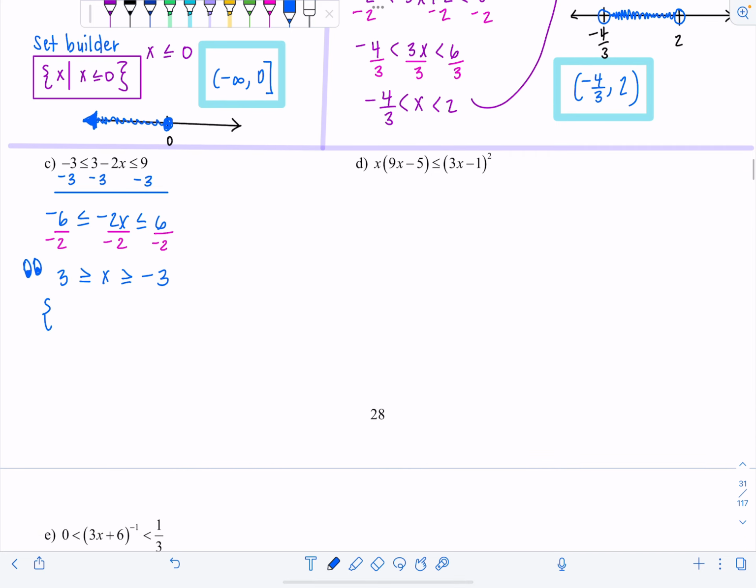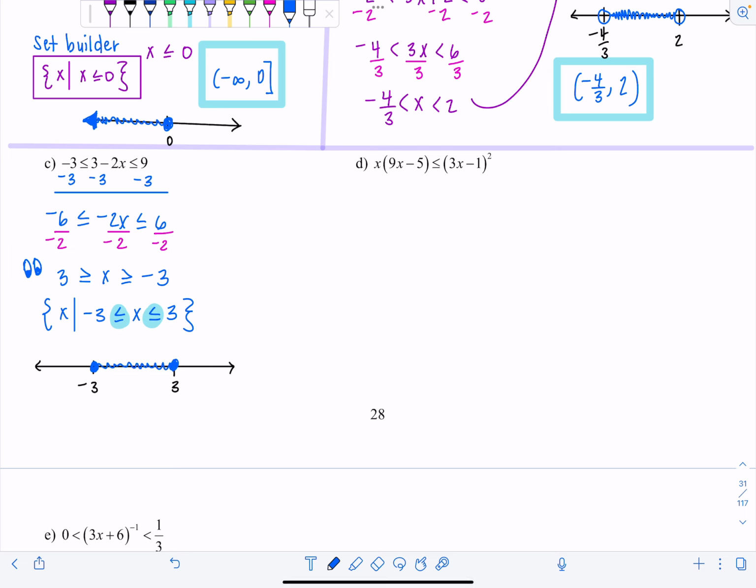If I were to put it in set builder notation, I'd probably write -3 is less than or equal to x is less than or equal to +3, just because most brains like it better that way. Let's graph it. Notice these inequality signs are inclusive, so I'm going to have closed circles at 3 and -3. And then I'm still shading in between, right? X is between those numbers.